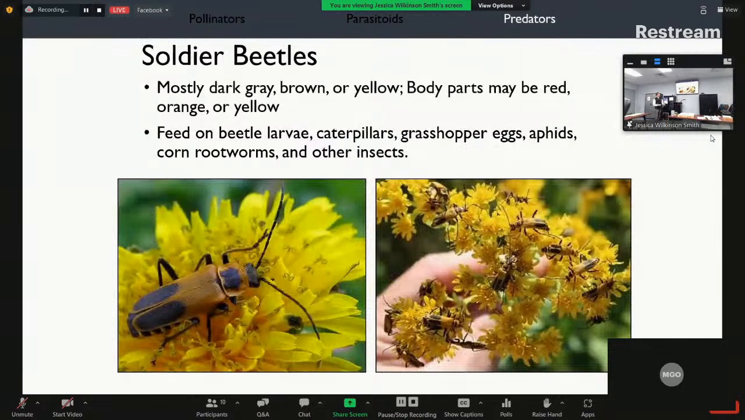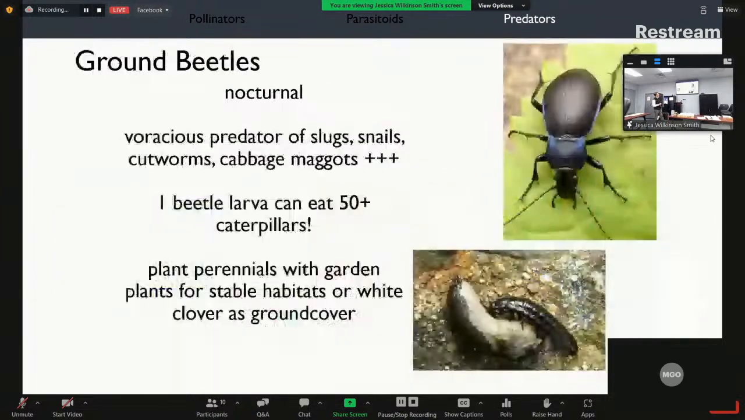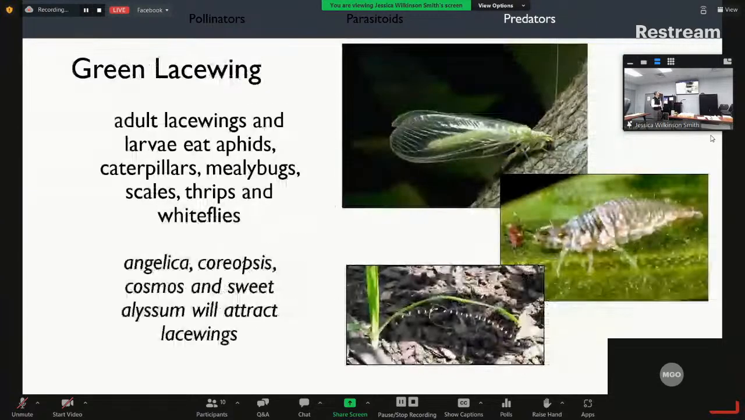Soldier beetles running through here. A lot of times we see goldenrod. We'll see soldier beetles on top of those as well. They eat a lot of our pests. Assassin bugs, I've shown you all that one has a piercing, sucking mouth part. Ground beetles, these are our workers on the ground surface here. They can eat up to 50 caterpillars in its lifetime. So that's more than any spray, any product that you're putting in your garden, for that one ground beetle.